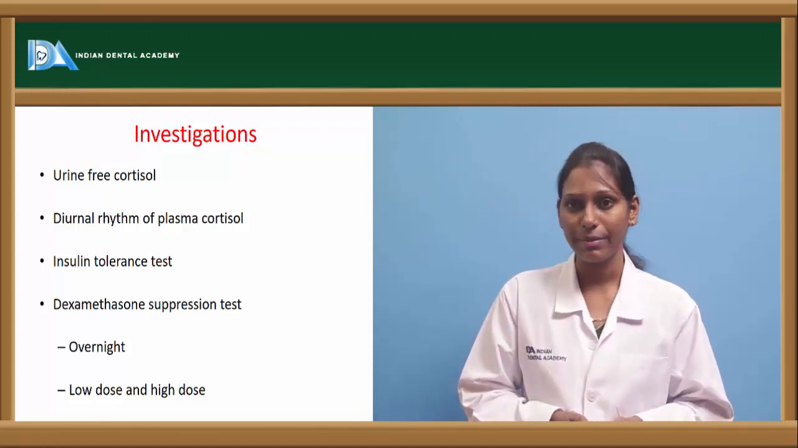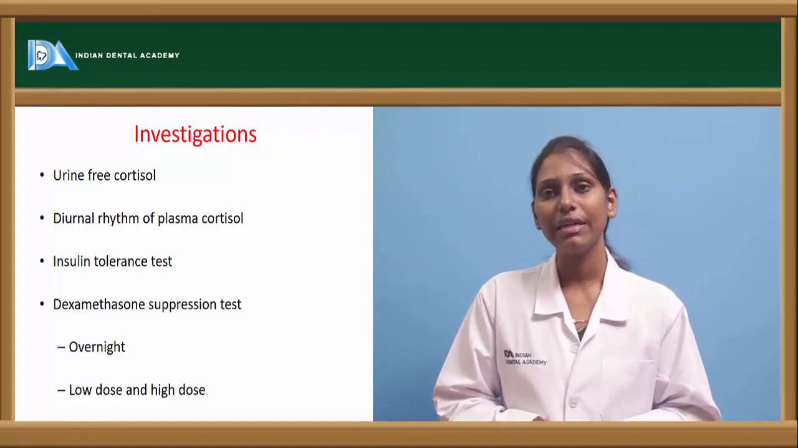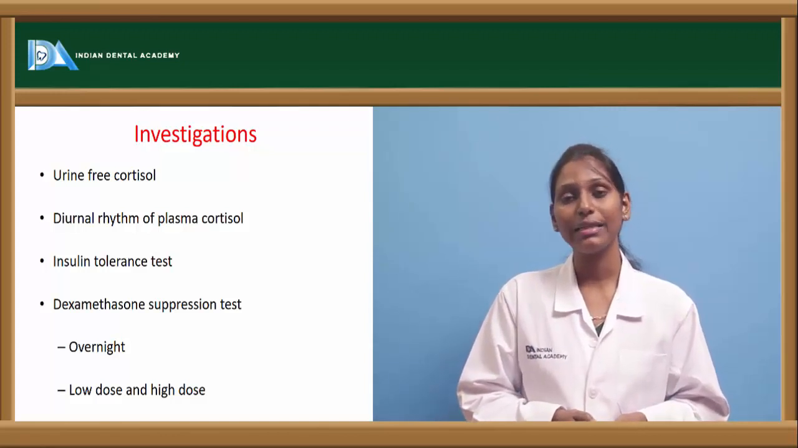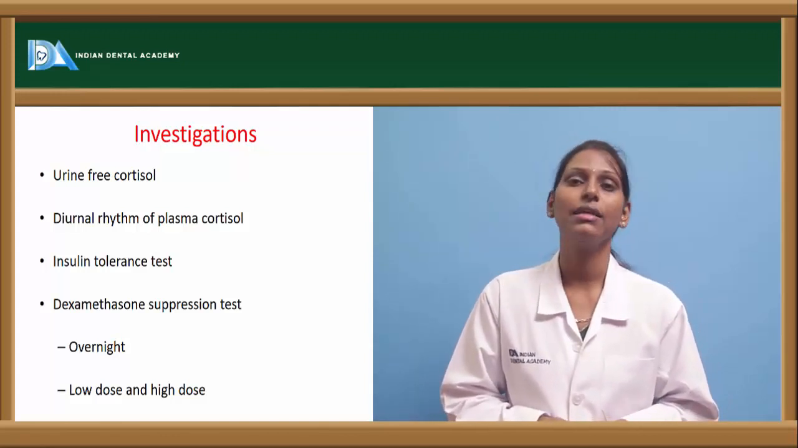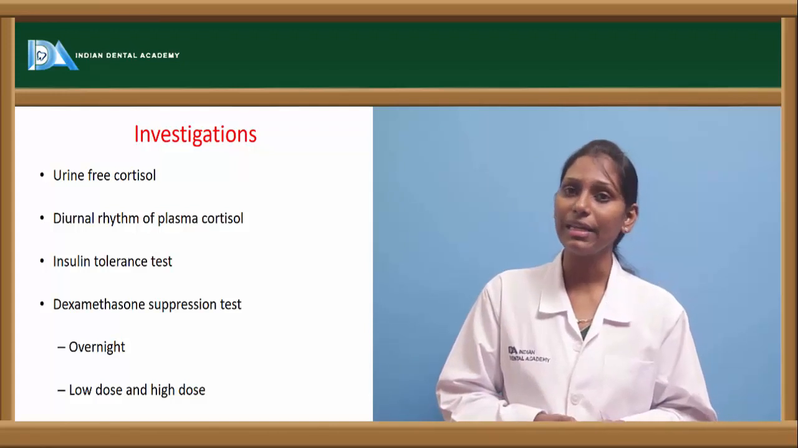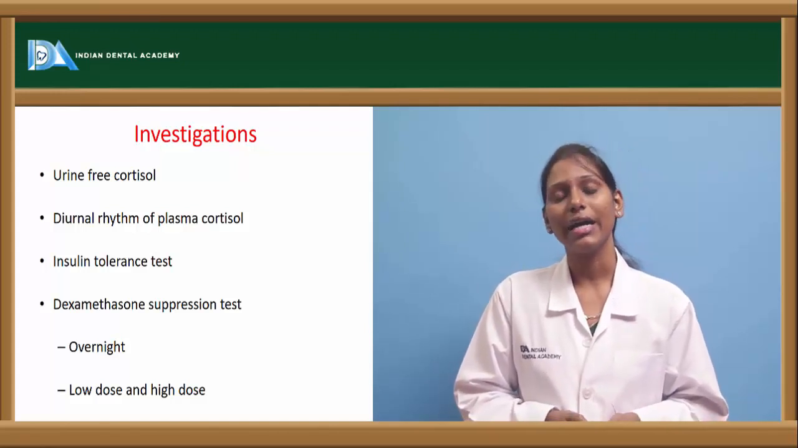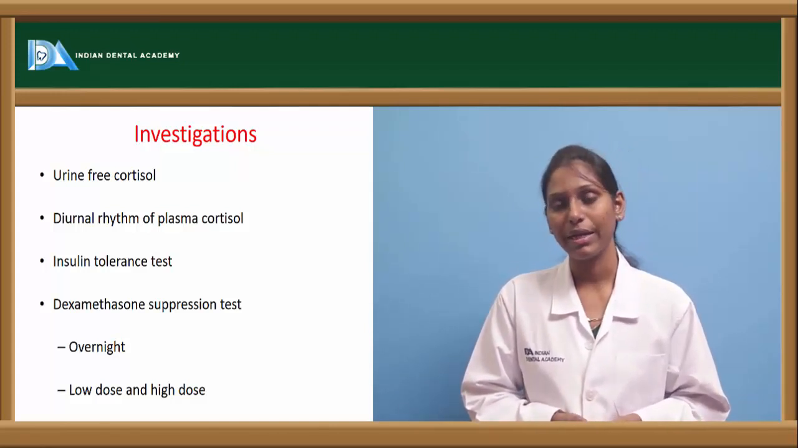Urine-free cortisol is one among them. In this, we collect 24-hour urine and then check for cortisol levels. In case of Cushing syndrome, there will be elevated urine cortisol, and the diurnal rhythm of plasma cortisol can be evaluated.